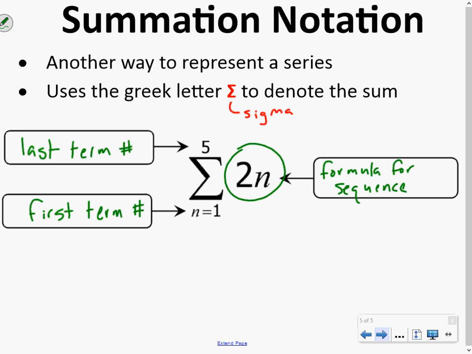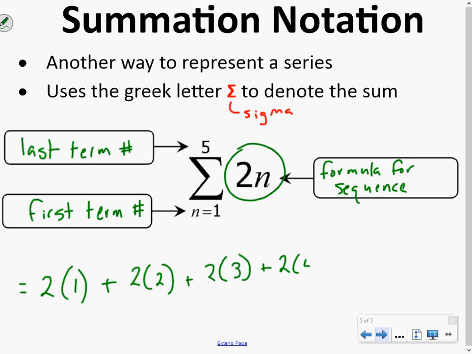So to find my first term, right, I'm doing 2 times 1, and I'm adding that with the second term, which would be 2 times 2. Adding that with the third term, which would be 2 times 3. Adding that with the fourth term, which is going to be 2 times 4. And adding that with the fifth term, which is going to be 2 times 5.